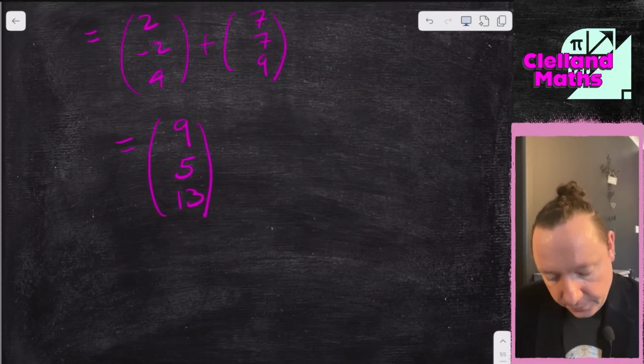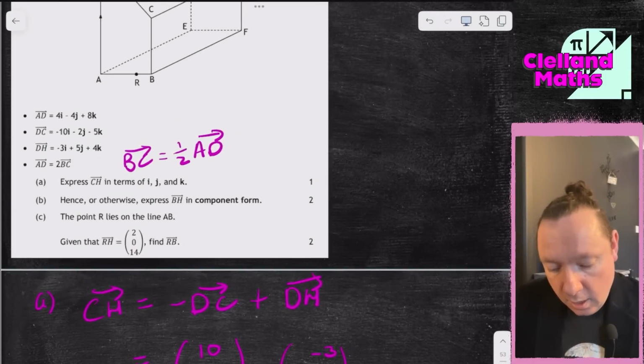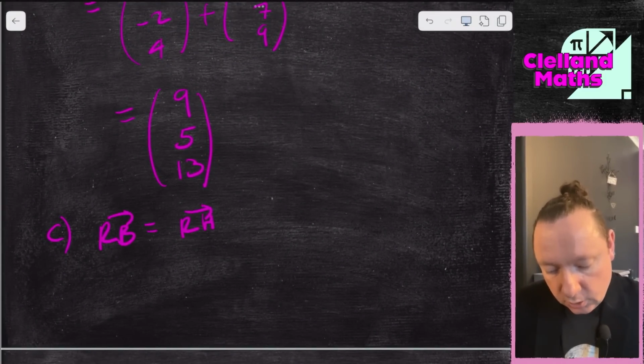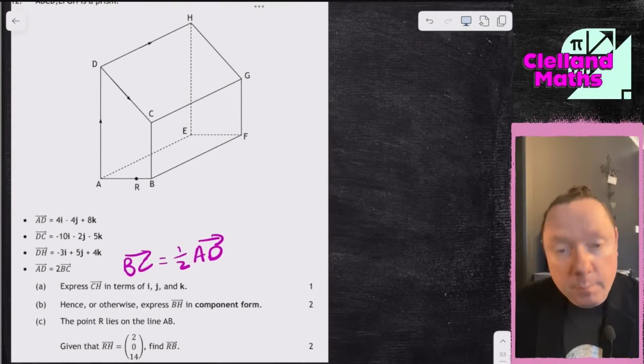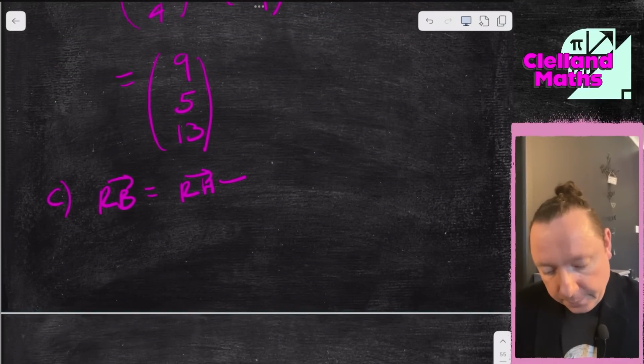So for part C, R to B is equal to R to H minus B to H, because that's the opposite of H to B.